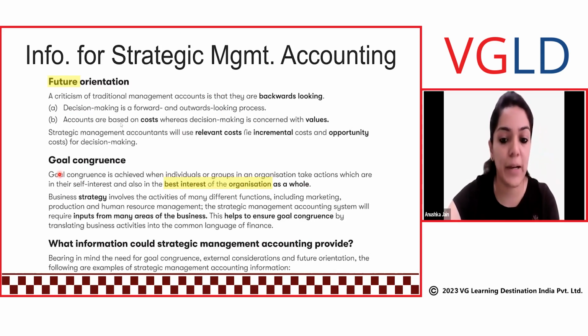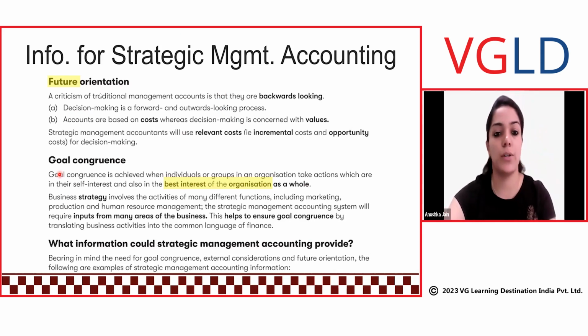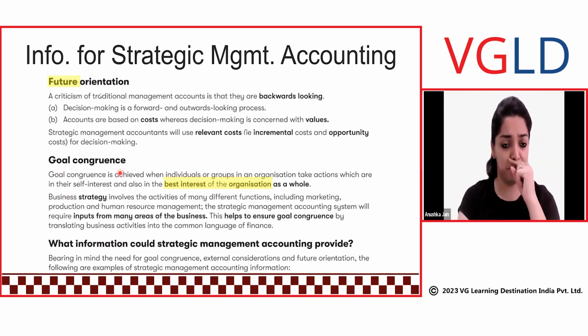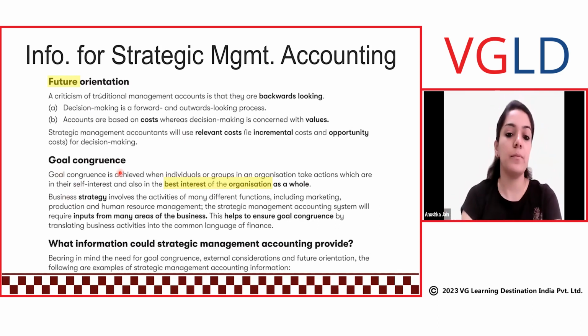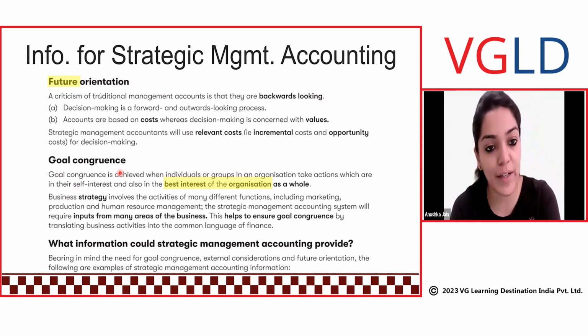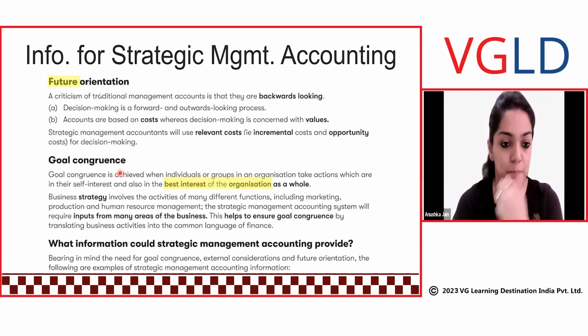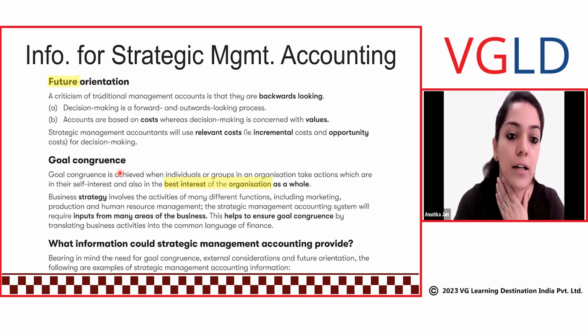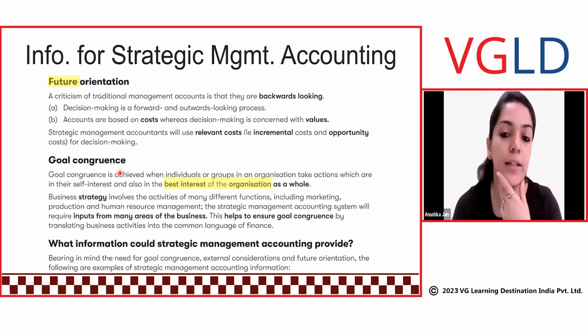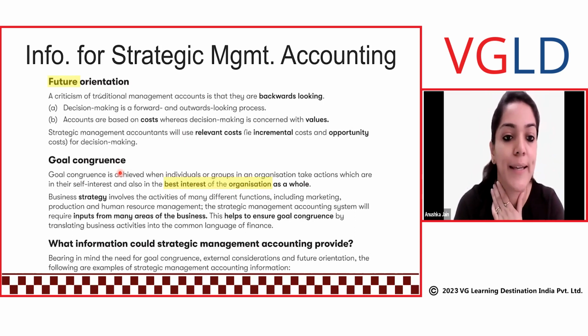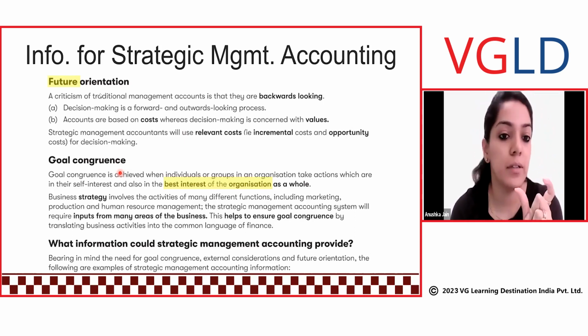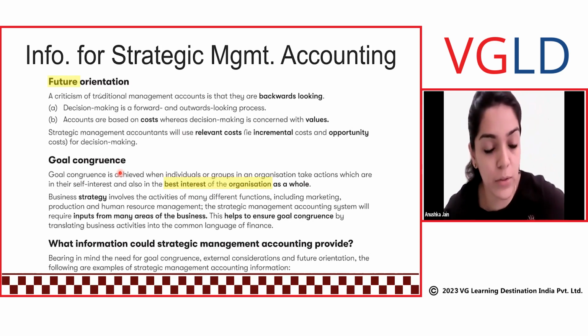Hello everyone, welcome back from the break. Let's continue our discussion on strategic management accounting information requirements. So we understood that the two key attributes of strategic management accounting are external orientation and future orientation. Another attribute which is visible in case of strategic management is goal congruence. Extremely important term. You should be remembering this and try to imbibe it in your answers.